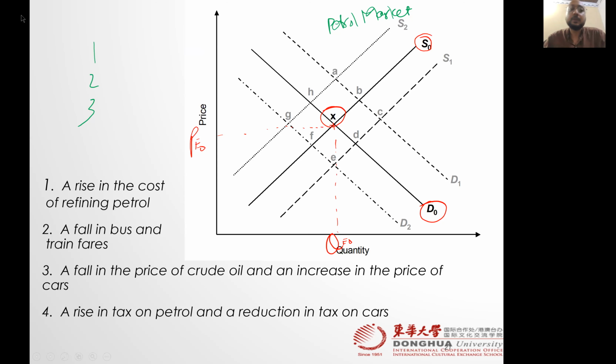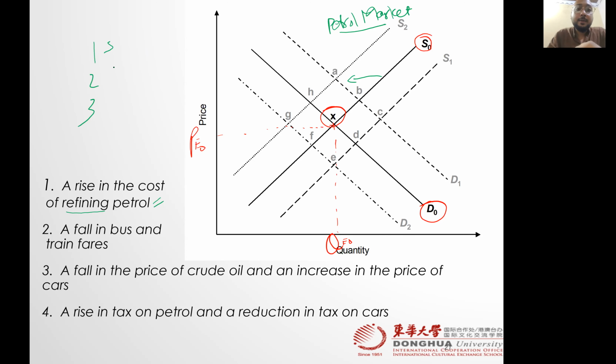Yes. Okay. A rise in the cost of refining the petrol. And this is the petrol market. It has nothing to do with the petrol market except for those producers who are producing it. It is more costly for them to produce now. When it is more costly for them to produce now, their profit is squeezed. And what happened? The supply curve shifts to the left.